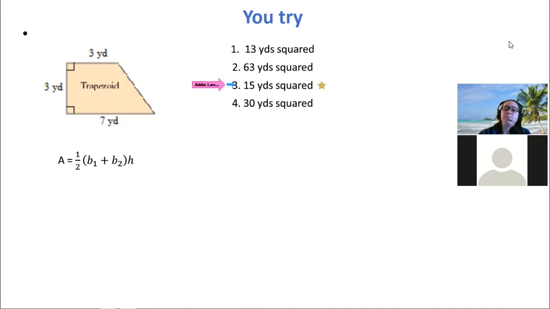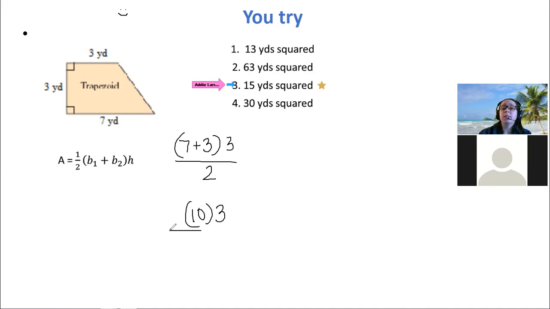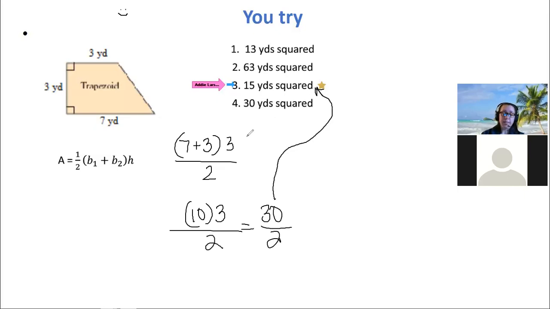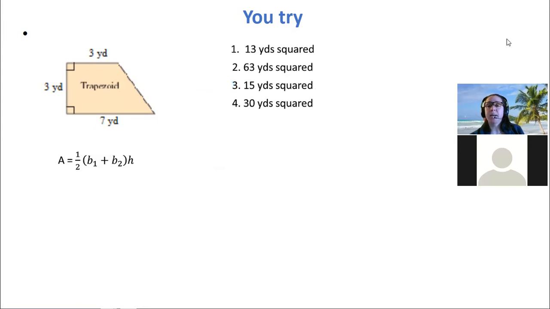It's all good. But yes, that's absolutely correct. We would add the two bases together, multiply by height and then divide by 2, or multiply by half. So 7 plus 3 is 10, times 3, divided by 2. So 30 divided by 2 definitely gives me 15 yards squared. And remember, you can type it just like that into Desmos. Nice job, guys.